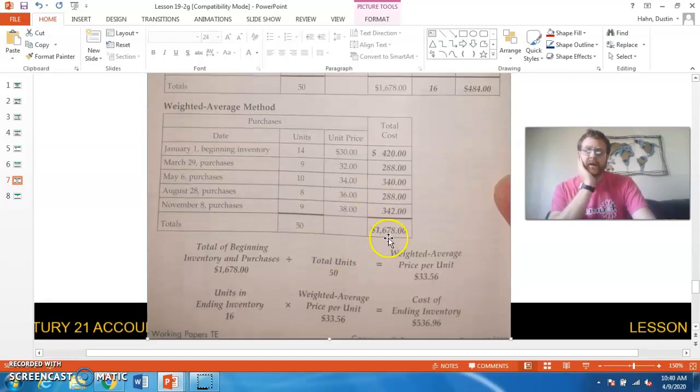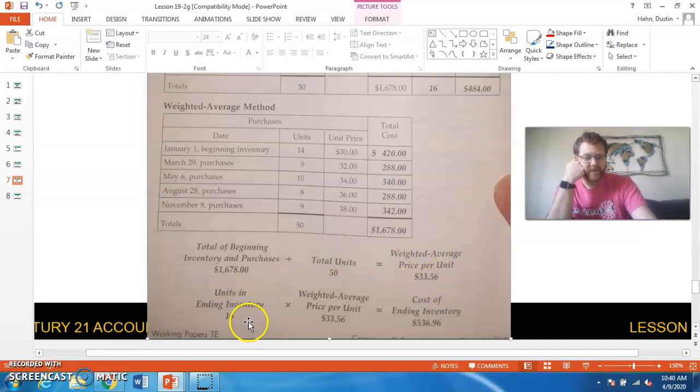Okay, your method. So you take your 1678, that's your total of beginning inventory and purchases. Your total beginning inventory is this, plus all of your purchases, to get 1,678. That's at 1678 right there, divided by the total units. So throughout the course of the year, we had 50 units. 14 for beginning inventory, and then we purchased an additional 36 throughout the course of the year. So take your 1678 divided by 50, and our weighted average price per unit is your $33.56.